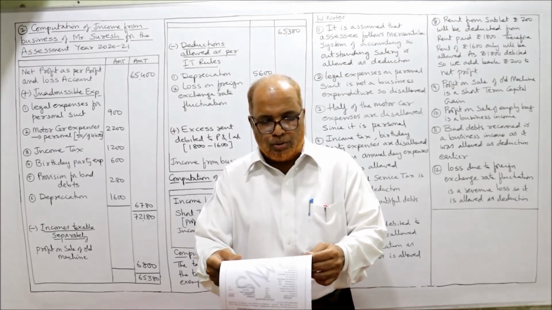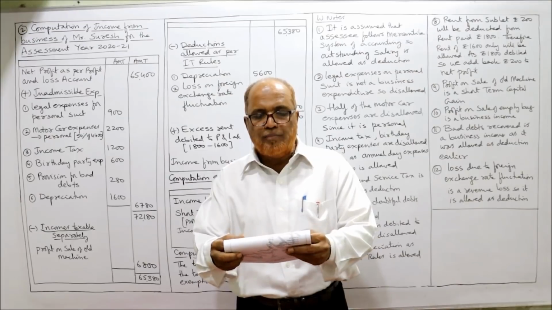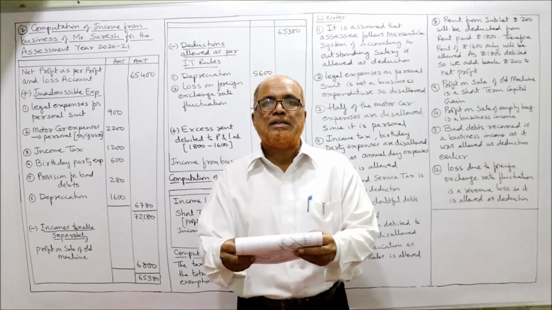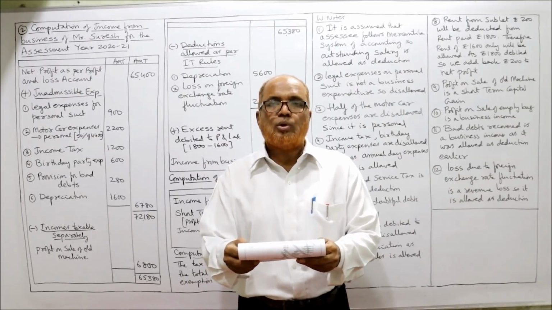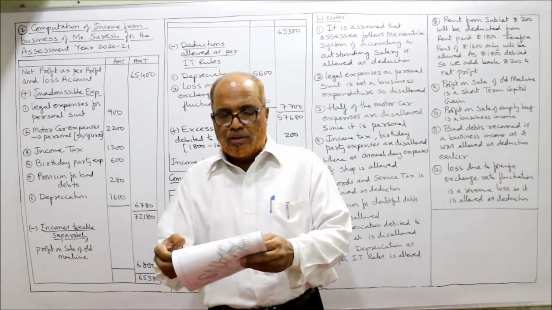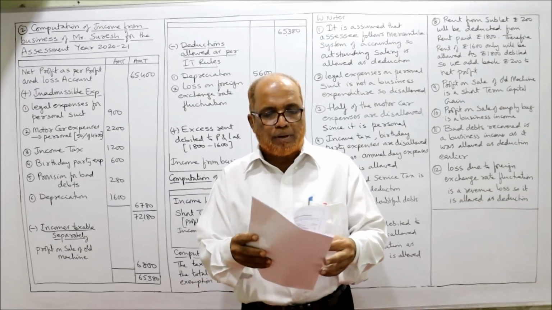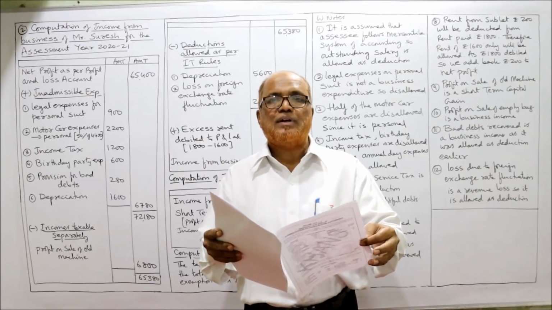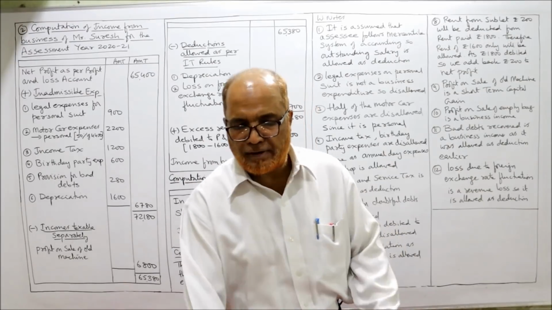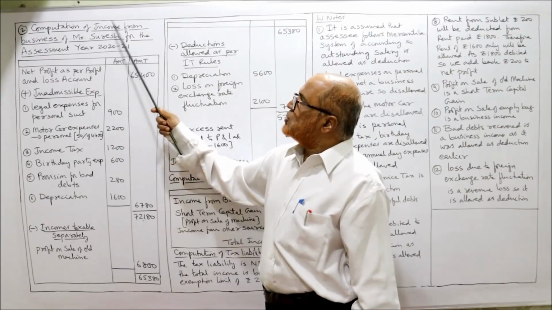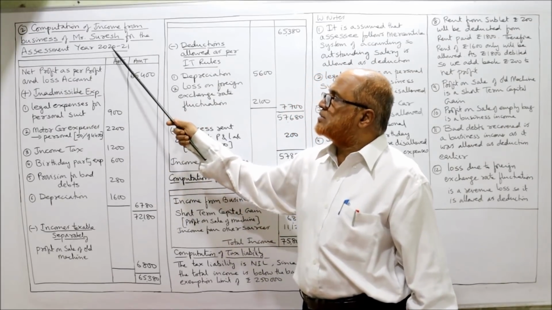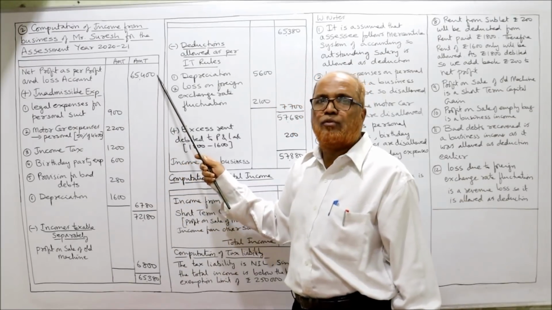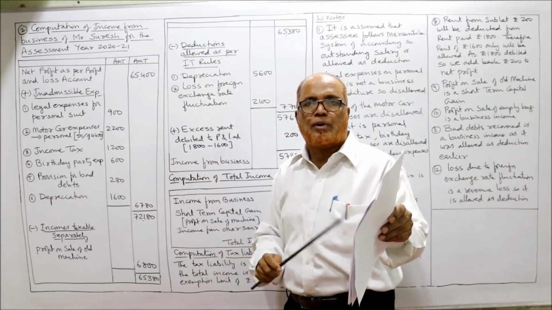Problem number 2. Following is the profit and loss account of Mr. Suresh. Compute income from business and calculate tax liability for the current assessment year. So here we are given the profit and loss account. So what is the net profit as per P&L account? 65,400. So net profit as per profit and loss account 65,400. Now see here, computation of income from business of Mr. Suresh for the assessment year 2021. Net profit as per profit and loss account 65,400 given last item in profit and loss account.